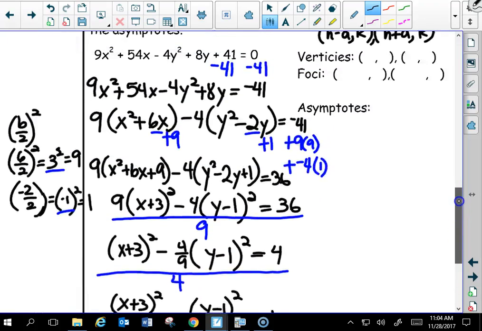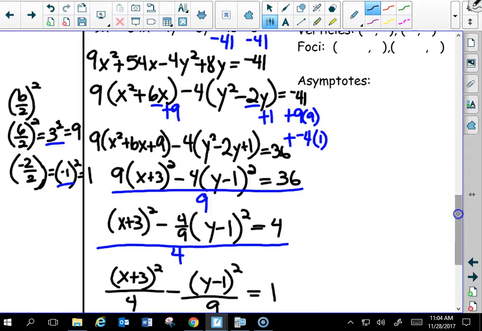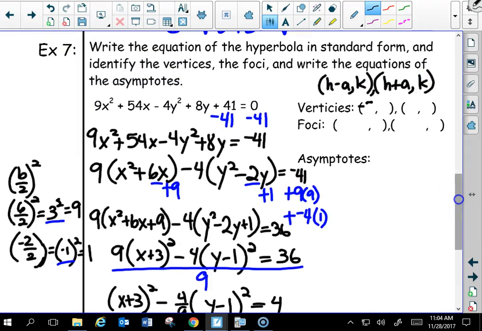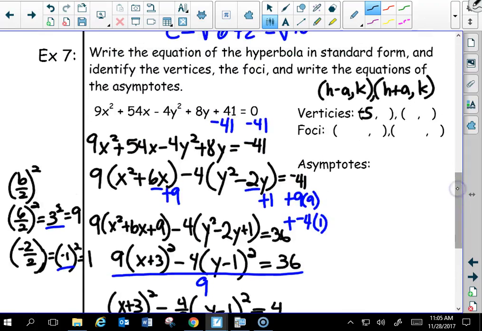-3. So -3 minus a, which is 2. -3 minus 2 is -5. And k was 1. And h plus a, so -3 plus 2 is going to be -1, and k is still 1.